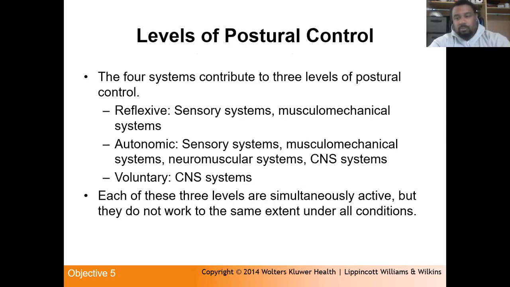So, levels of postural control. Four systems contribute to three levels of postural control: reflexive, automatic, and voluntary. We're going to break down all of these in their own slides. But one thing to know with all of them is that they all work simultaneously. There is never a time where one is not working at all. Since they're all working simultaneously, there are moments where one is working to a higher extent than another.